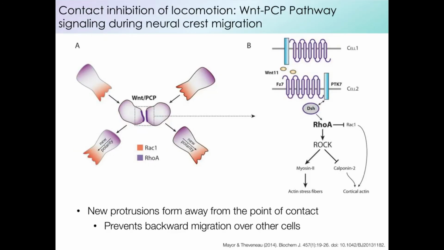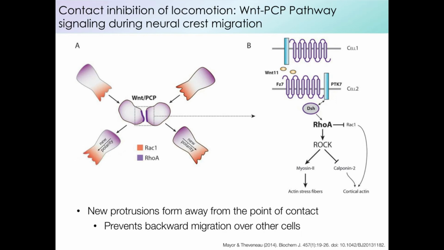The process of contact inhibition of locomotion involves the activation of the non-canonical Wnt pathway, or the planar cell polarity pathway. And this pathway is going to be activated when neural crest cells make contact with each other but not with other cell types. Now, the Wnt planar cell polarity pathway is going to activate a protein, RhoA, which is going to change the actin cytoskeleton to basically disassemble lamellipodia, which are these protrusions that form in the plasma membrane as a result of the polymerization of actin filaments inside of the cell. So these lamellipodia will disassemble at the point of contact, and they will form at the site that is away from the point of contact.